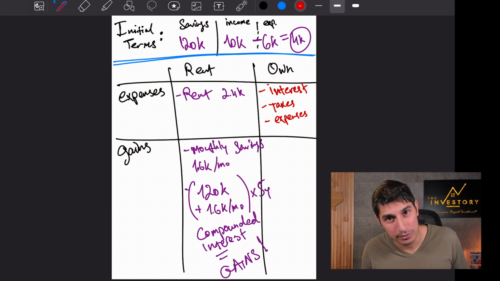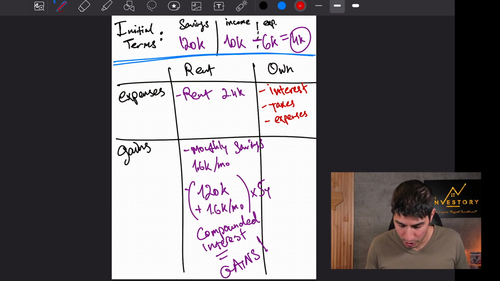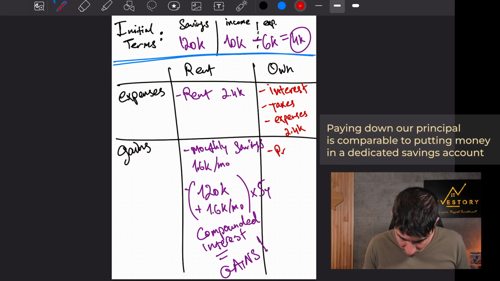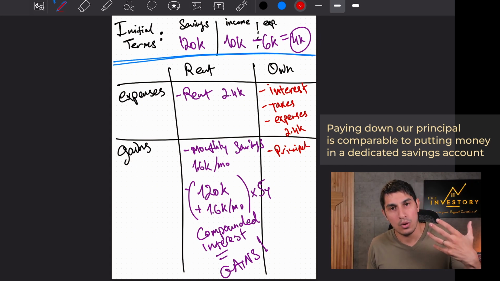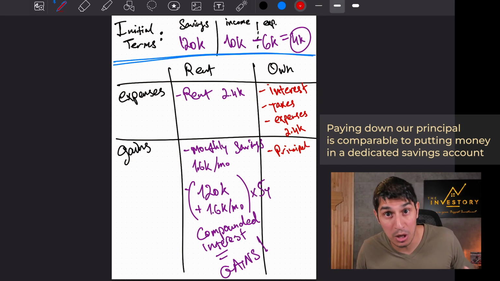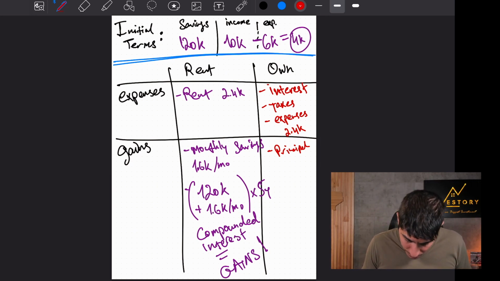What do we gain when we are paying the mortgage? Let's just say for this example, it's a 2.4K mortgage, just as an example. So we gain principal. The principal is the portion of the monthly payment that we pay for the mortgage that reduces our debt to the bank. We gain tax benefits.